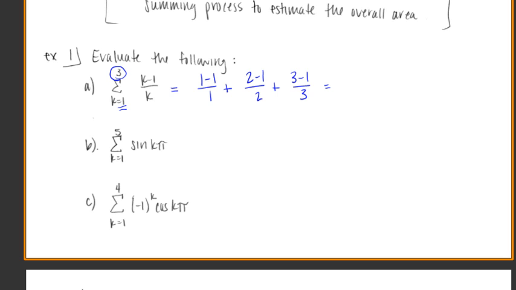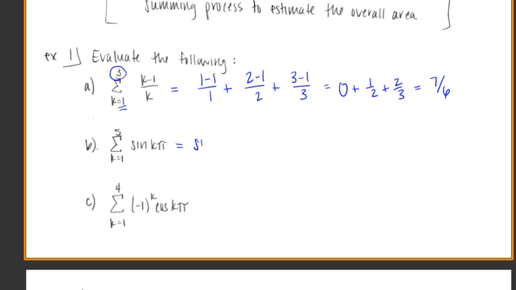Plugging this in and simplifying: 1 minus 1 is 0, over 1 is 0. 2 minus 1 is 1 over 2, and then 2 over 3. If I add all this together, we get a final value of 7/6. So the summation from 1 to 3 of k minus 1 over k is 7/6. Let's do the same thing with sine of k pi.